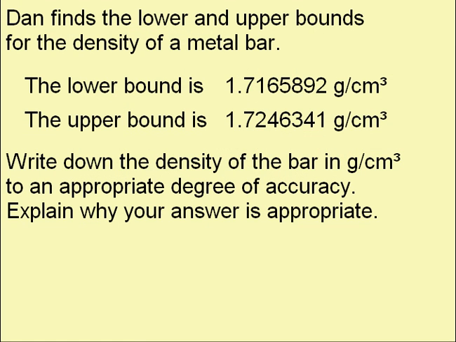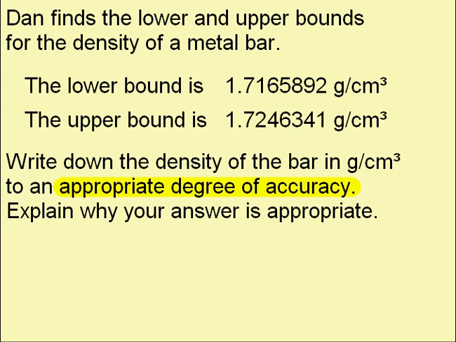Now this is a very particular type of question. You can spot this kind of question by looking out for these words here. We're looking for an appropriate degree of accuracy. This means that you've got to do something very specific when you round off these numbers. It's really tempting to say, well, the lower bound is this, and the upper bound is this, so I'm just going to go for one decimal place and say it's 1.7. But because it says this, you've actually got to do a bit more work.